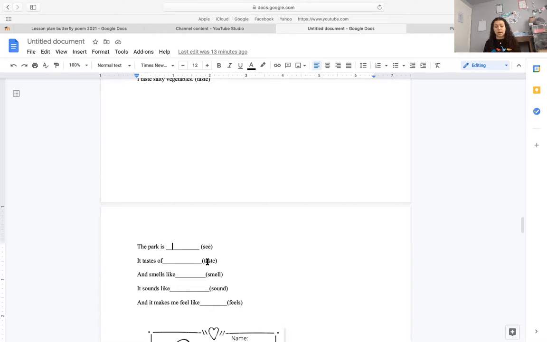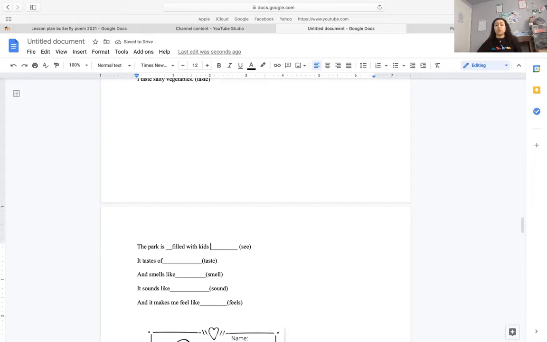at the park, okay? So now I'm going to open my eyes, and now that I had some time to think and visualize myself at the park and go through, you know, what I would see, taste, smell, hear, and feel, I'm going to kind of start writing my poem. So the park is, so when I closed my eyes, the first thing I saw is a bunch of kids. So I'm going to write the park is filled with kids, because that was the thing I saw.